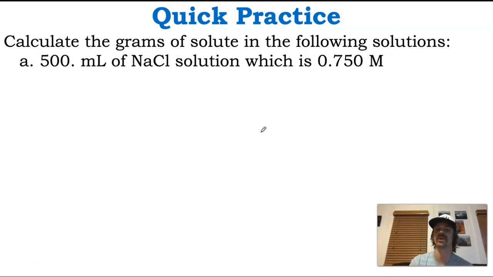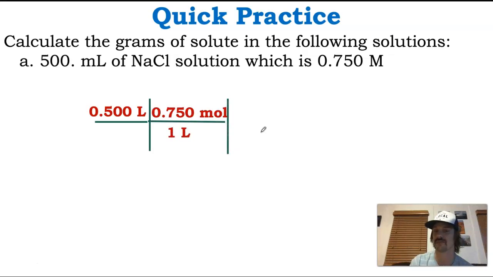All right, so if I'm starting at volume and going to grams, I start at liters. 500 milliliters equals 0.5 liters. I'm going to grams, so first I need to go to moles. I can go to moles from liters using my concentration. Remember, the 0.75 molarity means 0.75 moles per liter. So that takes me from liters to moles.